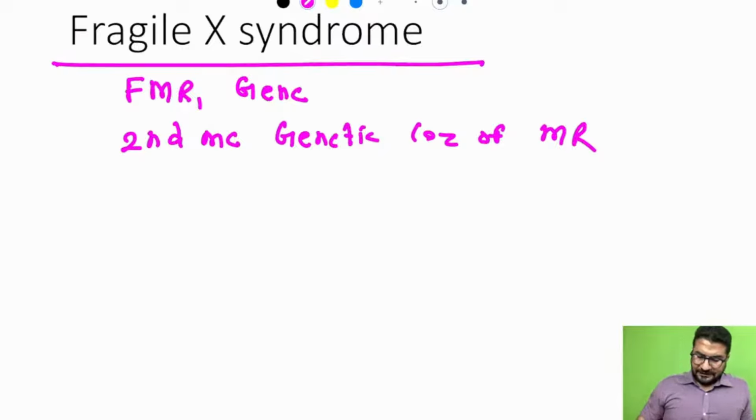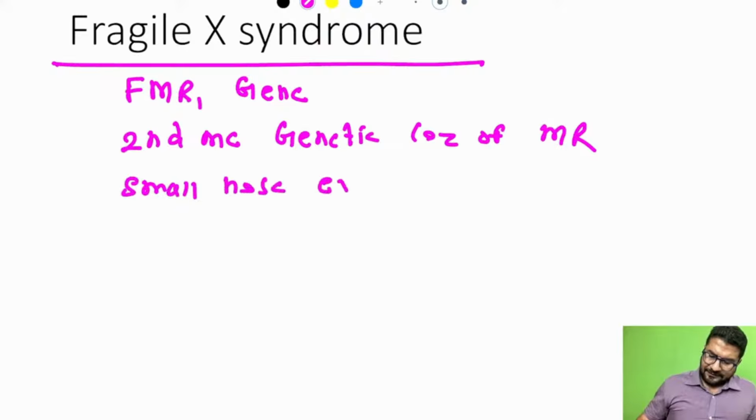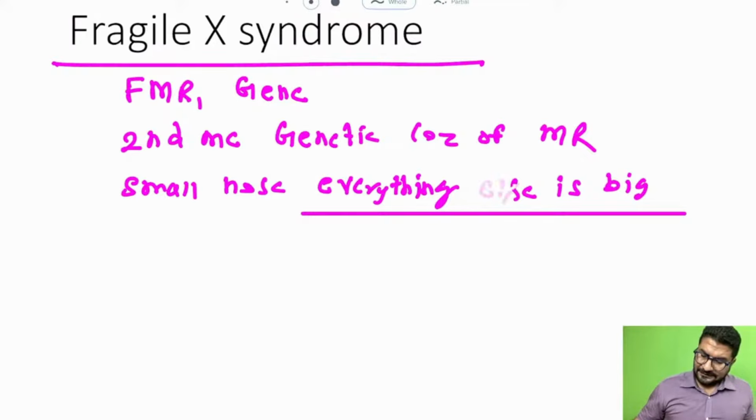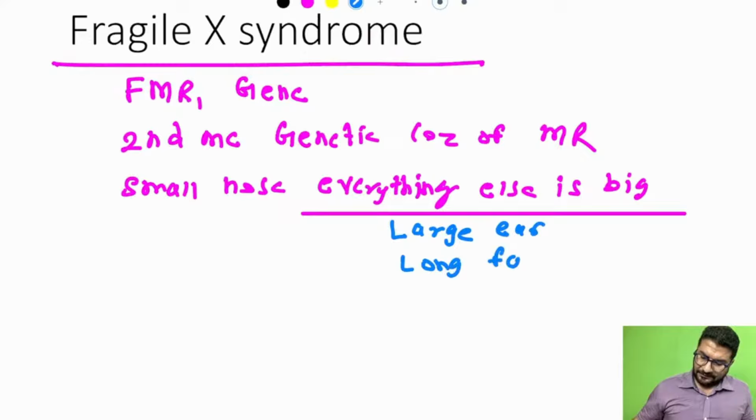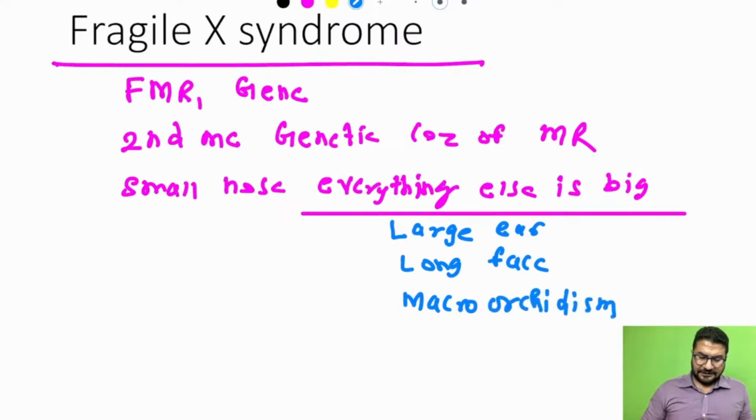In fragile X syndrome you will see the patient will have a small nose, everything else is bigger. So what else is bigger? Understand this thing. Except the nose, they will have large ears, a long face, and macroorchidism, the testes are also large. So this is something that you should know about fragile X syndrome.